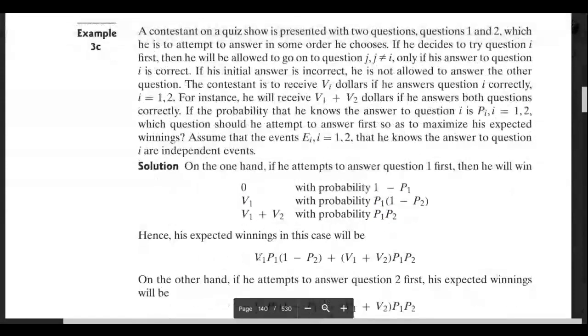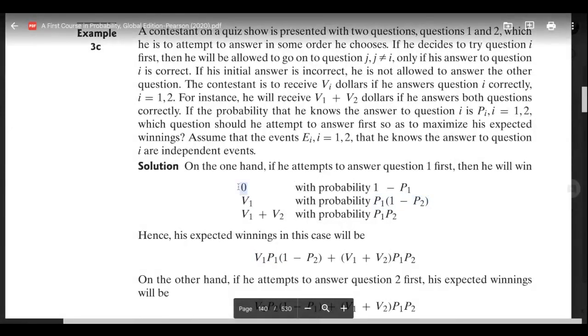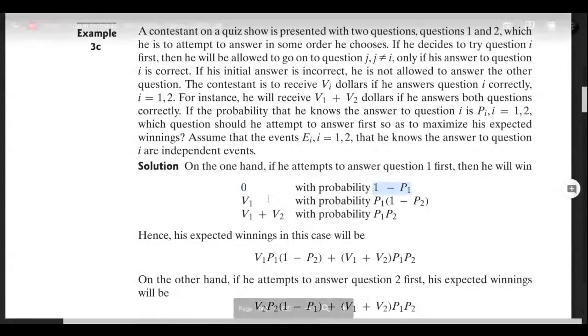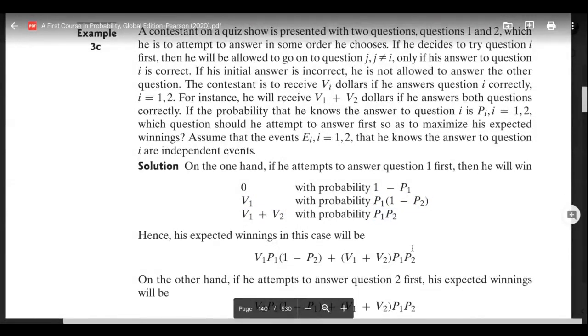Hence, his expected winning in this case will be V1 times P1 times 1 minus P2, right? Because again, 0 times anything, we can just ignore. V1 times this, then plus V1 plus V2 times this.